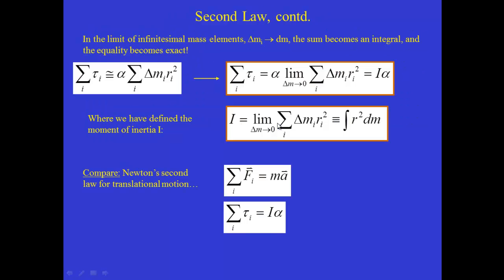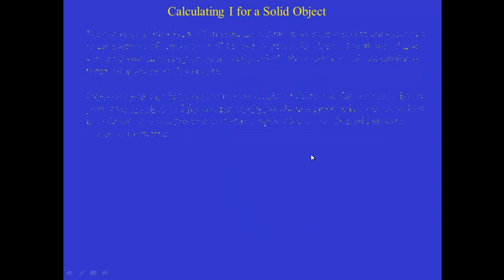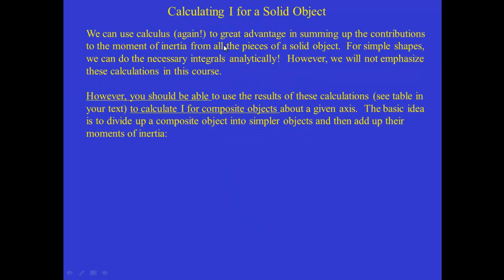I depends on the distribution of the mass around the rotation axis. The more mass you have at larger distances away from the rotation axis, the larger the moment of inertia will be. The more resistant the object will be to getting rotated. But how do we calculate that? Well, we can use calculus to do it.